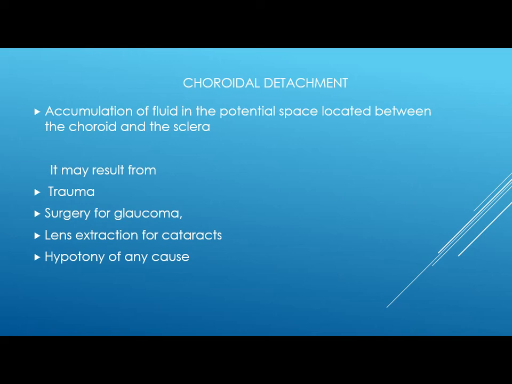Another topic: choroidal detachment. The choroid is the middle layer of the posterior lining of the eye globe. Detachment occurs when fluid accumulates in the potential space located between the choroid and the sclera. It may result from trauma, surgery for glaucoma, lens extraction for cataract, and hypotony from any cause.